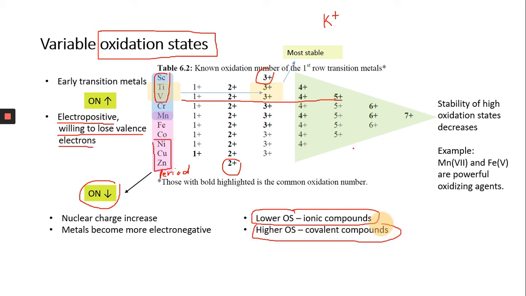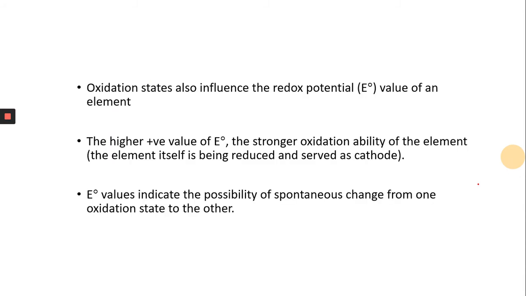From this table, we can also see that the stability of high oxidation states will decrease. For example, manganese 7 and iron 5 are very powerful oxidizing agents. Okay, these oxidation states also influence the redox potential value of an element. Meaning that if they have a higher positive value of E, the element has stronger oxidation ability, which means it can easily be reduced and serve as the cathode in an electrochemical cell, for example. So this E naught value can indicate the possibility of whether there will be a spontaneous change from one oxidation state to the other.